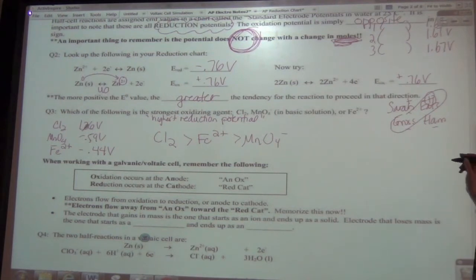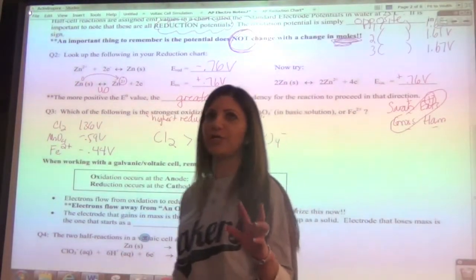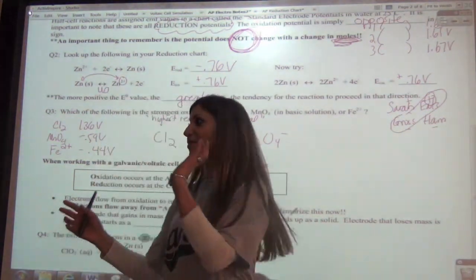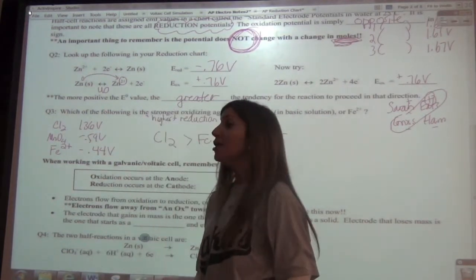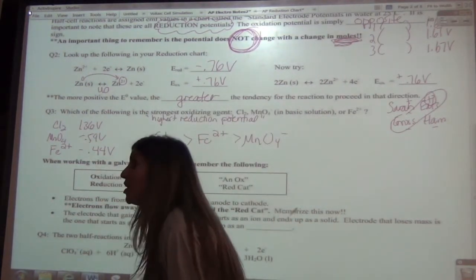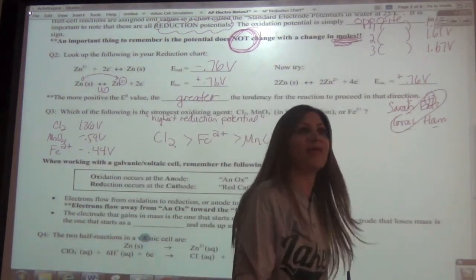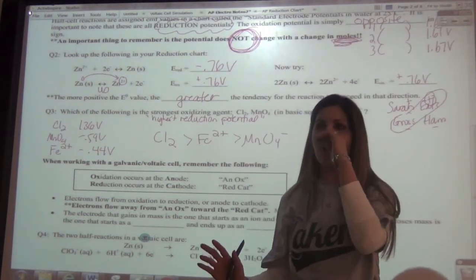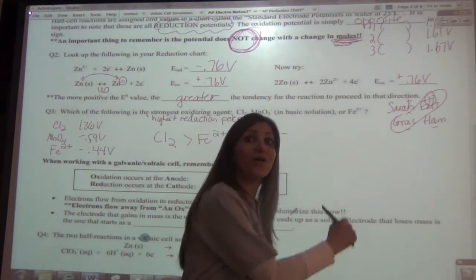Okay, when working with galvanic and voltaic cells, remember the following. Oxidation occurs at the anode and reduction occurs at the cathode. Really easy to remember. All you're going to do is think, there's a red cat over on that side of the room, and there's an ox on that side of the room, and the ox is mad and the ox is hungry, okay? Do you run toward the ox? No, you're like, an ox, and then you start running as fast as you can toward the red cat. Oh, pretty red cat, okay? So, everybody, the direction that the electrons flow: you see an ox, you see a red cat, which way do you go? Toward the red cat.